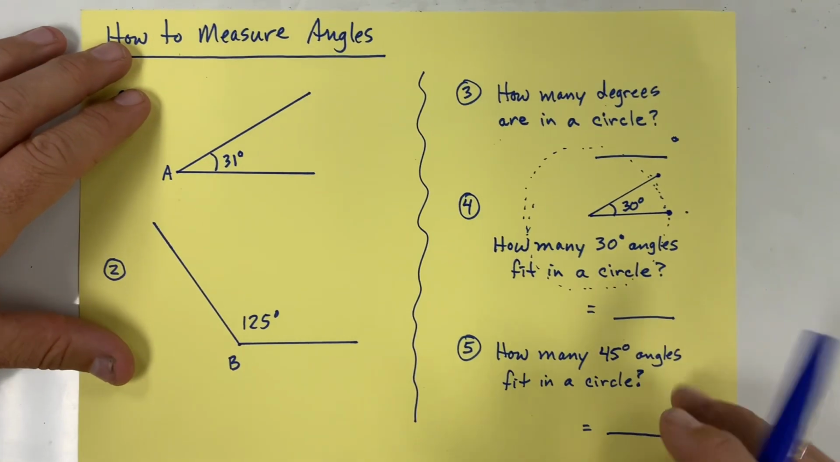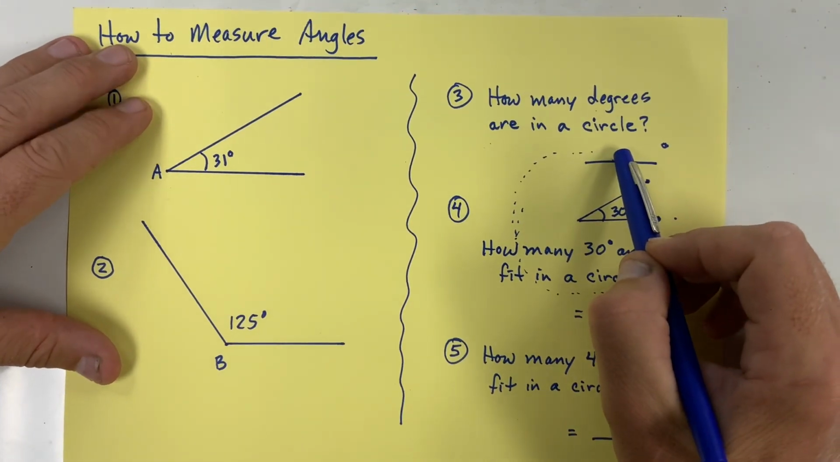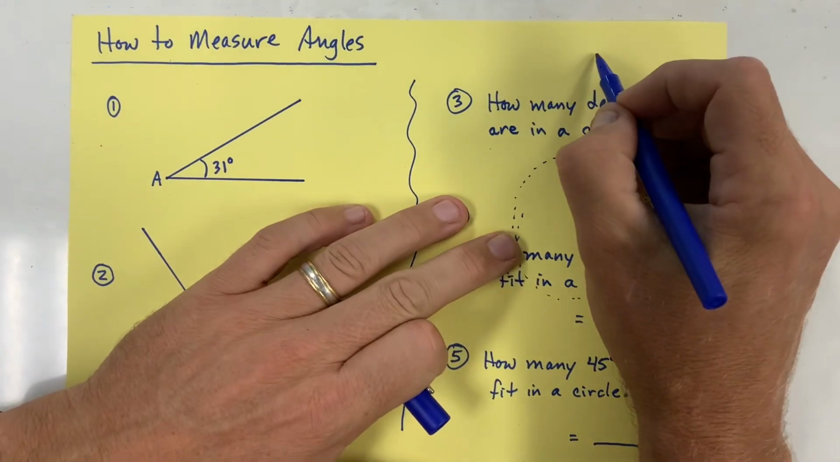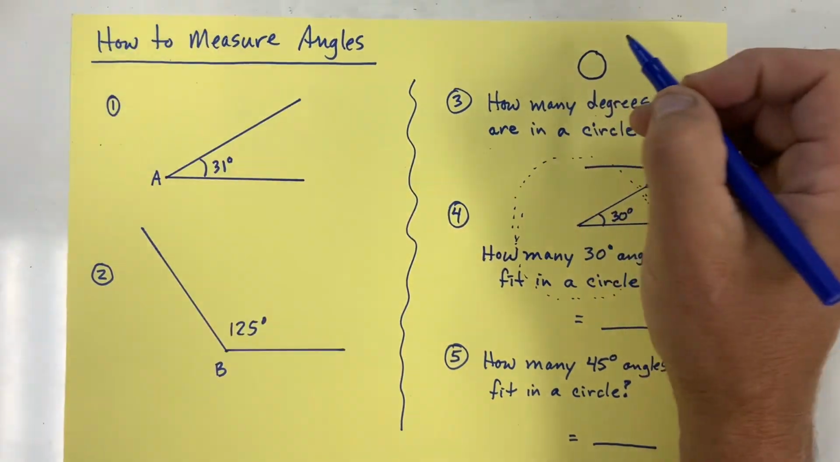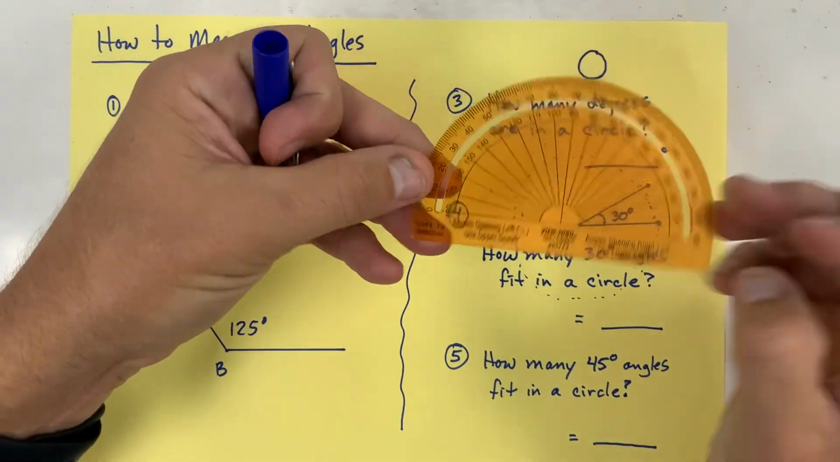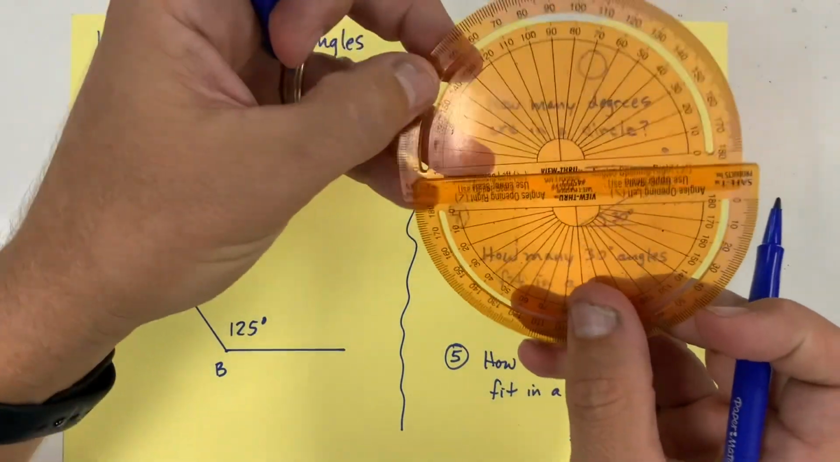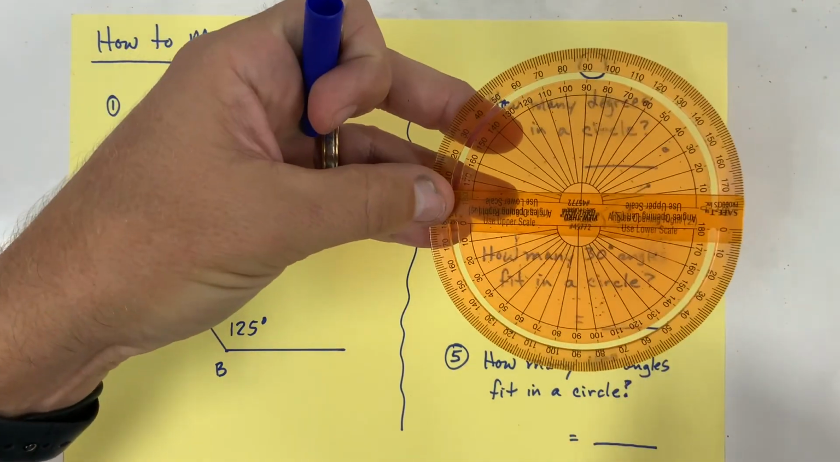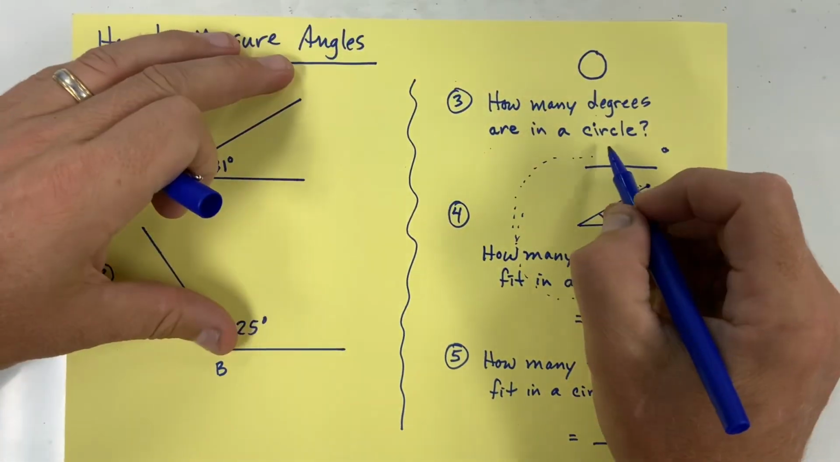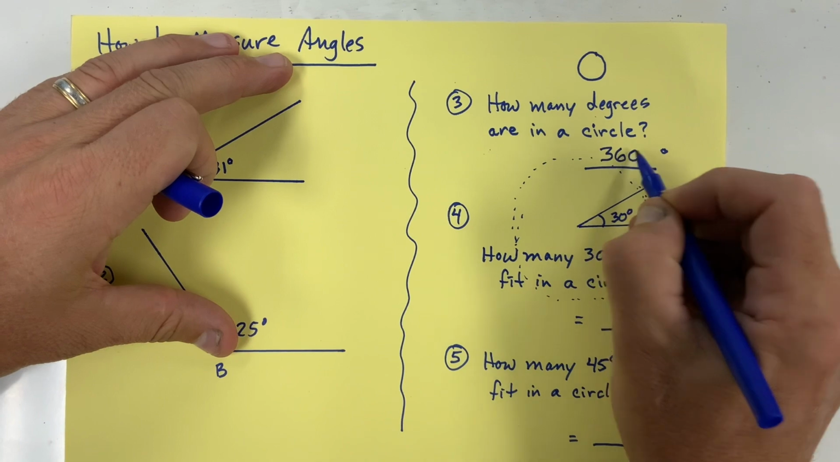Now, as you go to the next part, I'm going to be asking you questions about how many degrees are in a circle. If you have a circle and I got out my protractor, this protractor only does 180 degrees. So if you have two of those together like this and add up all the degrees, you're going to have 360 degrees. So there are 360 degrees in a circle.